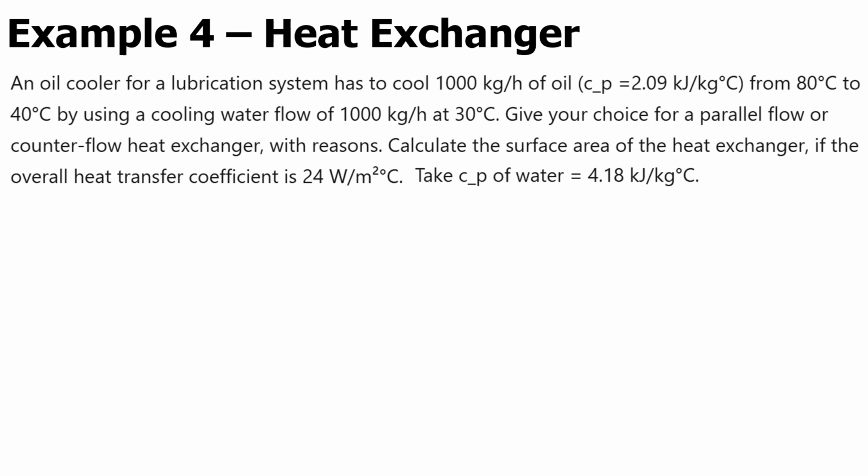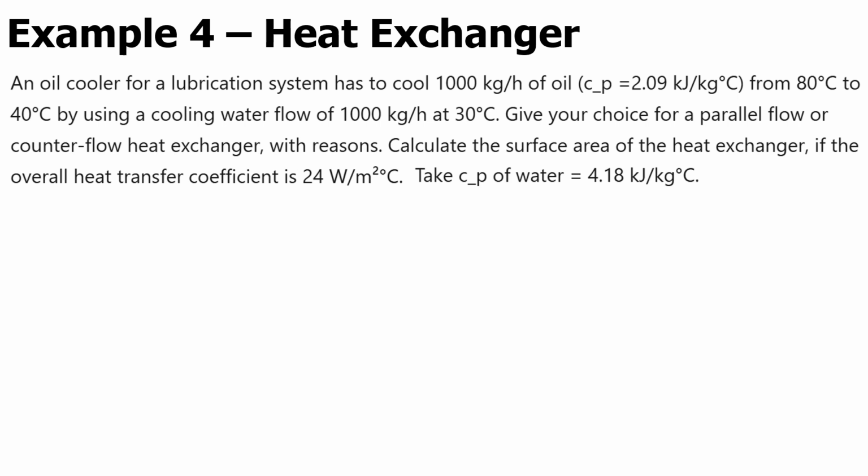An oil cooler in a lubrication system needs to cool 1000 kilograms per hour of oil, which has a specific heat capacity of 2.09 kilojoules per kilogram degrees Celsius, from 80 degrees Celsius to 40 degrees Celsius. Now, this is achieved by using a cooling water flow of 1000 kilograms per hour entering at 30 degrees Celsius.